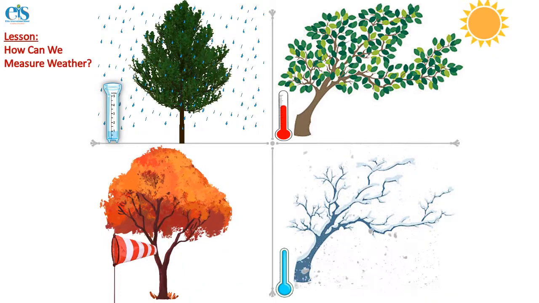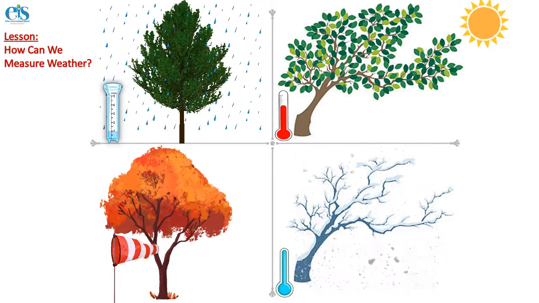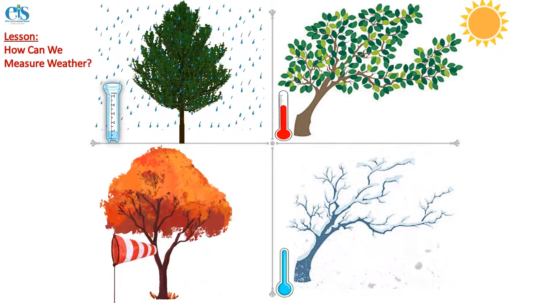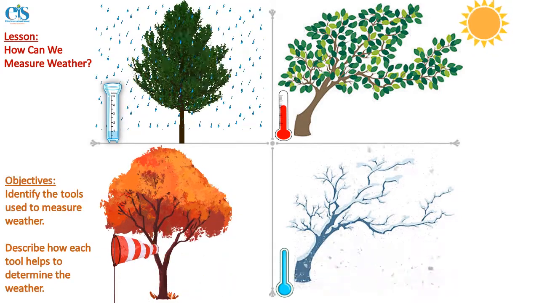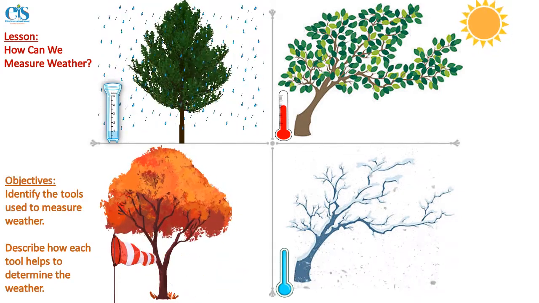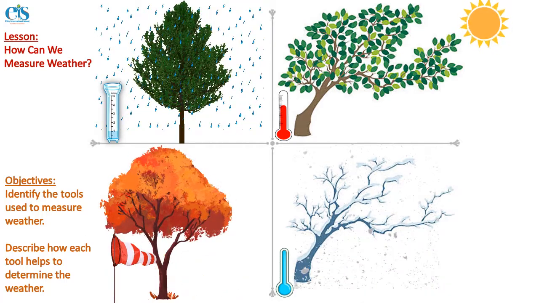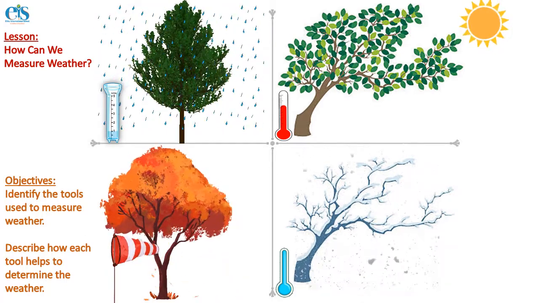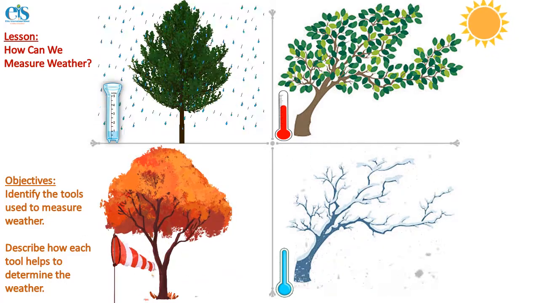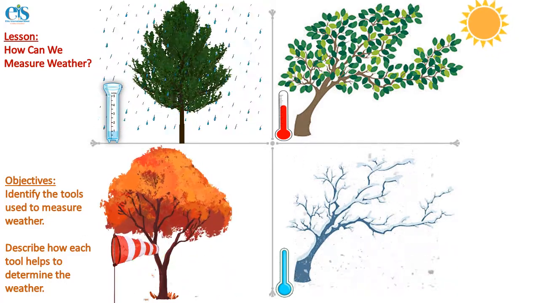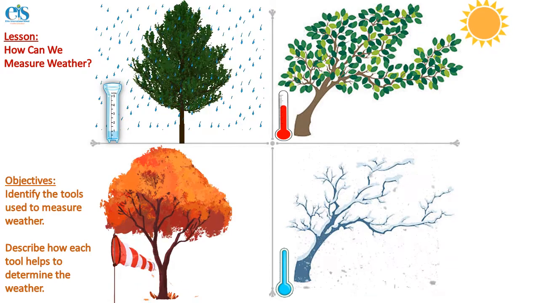Today's lesson in science is how can we measure weather? The objectives of our lesson are to identify the tools used to measure weather and to describe how each tool helps to determine the weather. So, let's go ahead and begin our lesson.